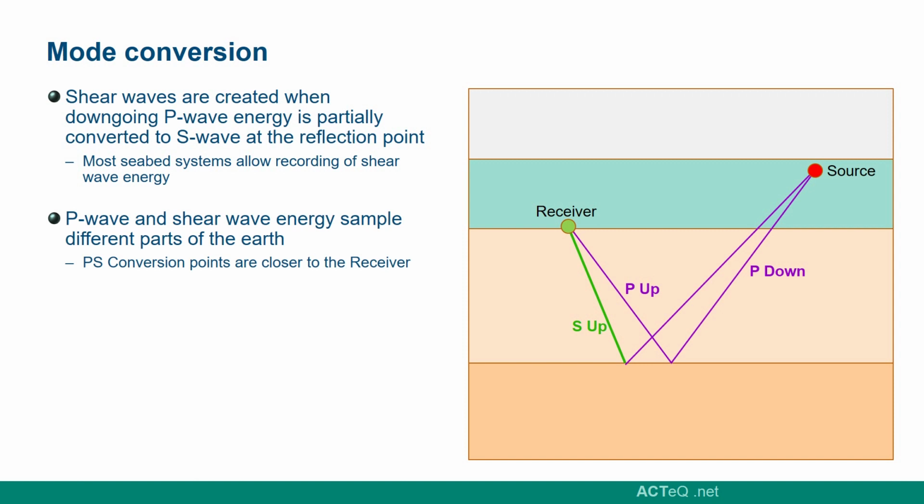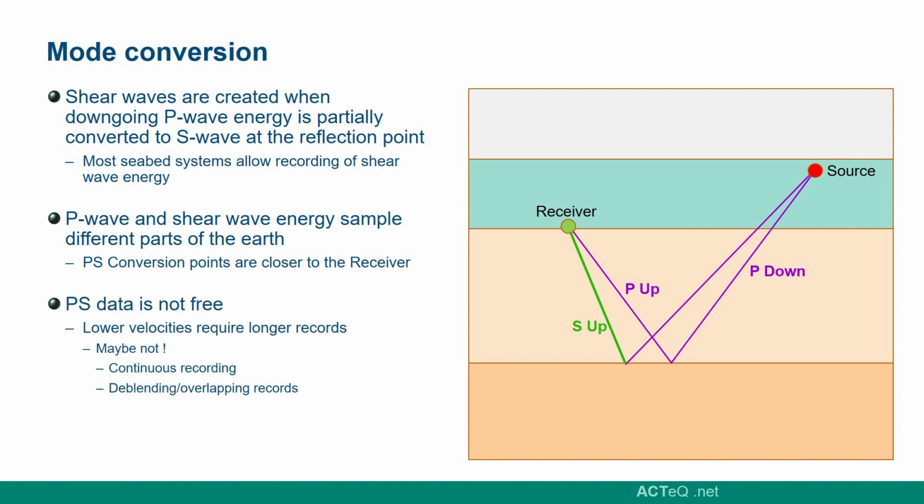P wave and shear wave energy sample different parts of the Earth. Because of the change in velocities, you can see that the shear wave comes up from a reflection point much closer to the receiver. It's a common misconception that PS data is free. It isn't. The most common argument given for this is that the lower velocities require longer records. This may really not be true anymore.